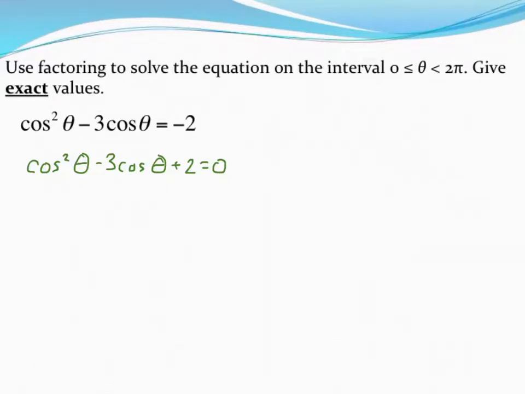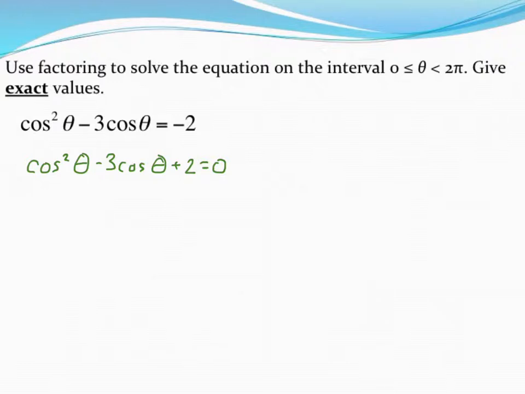Solving a trigonometric equation by factoring is really no different than solving a normal quadratic equation by factoring. The first step you'll always want to do when solving by factoring is rearrange your equation so it's set equal to 0. I've gone ahead and done that already. I've just added 2 over. Now I want to factor this trinomial that's written with cosines in it.